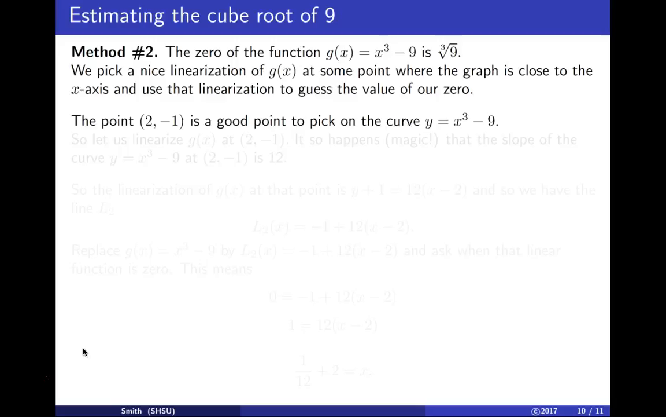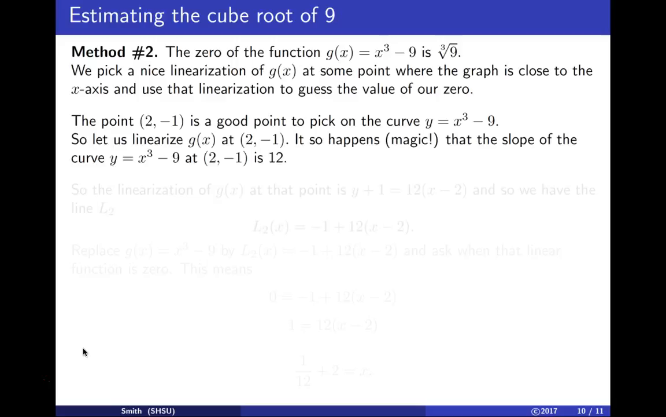Now the point (2, -1) is on this curve, and so it's a good choice for a nice point close to the x-axis. So let's linearize my function g of x at the point (2, -1). And it so happens, take my word for it at the moment, that the slope of the curve there is 12. So this messy function x cubed minus 9 at the point (2, -1) has slope 12, so we're going to use the line with those properties to approximate this more complicated function.